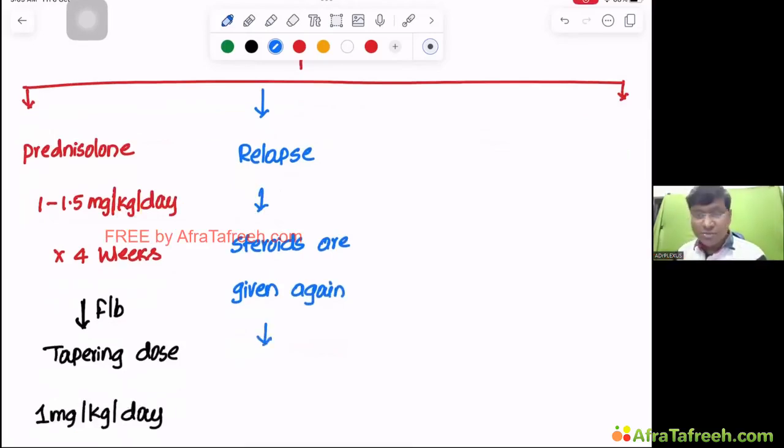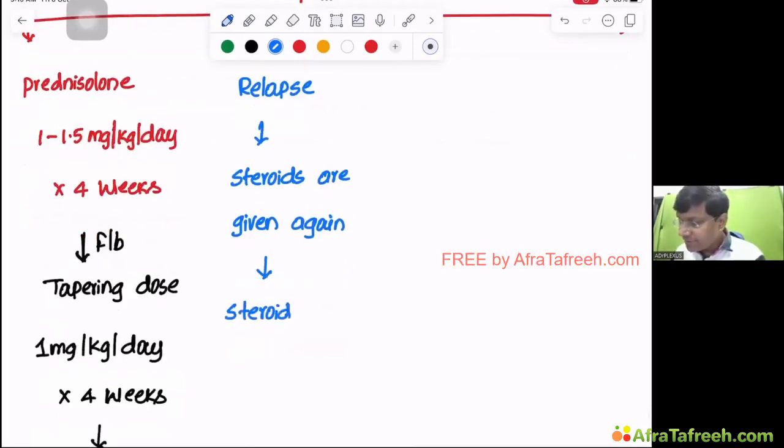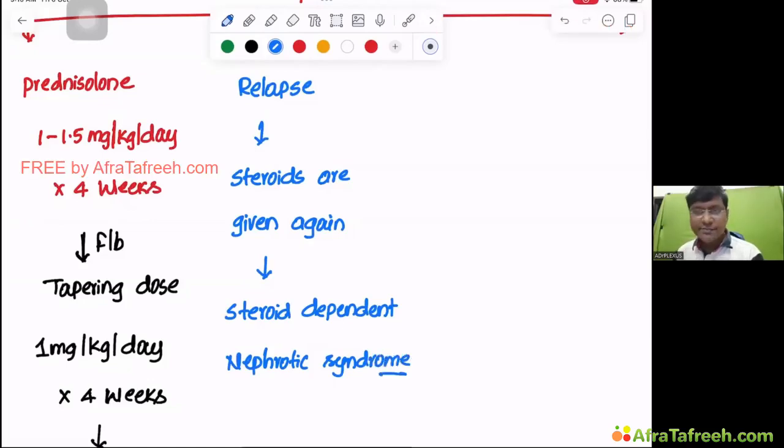That means once you stop steroids, there is relapse once again. That is why these patients are considered as steroid dependent nephrotic syndrome.